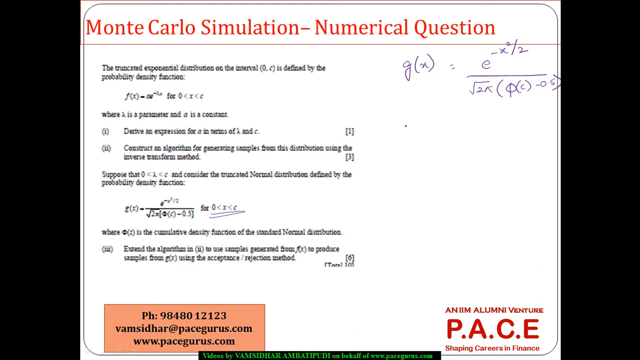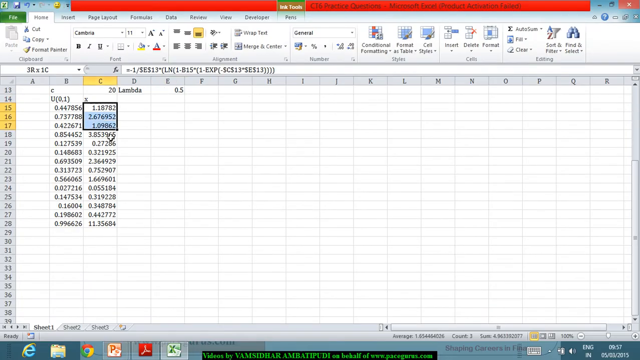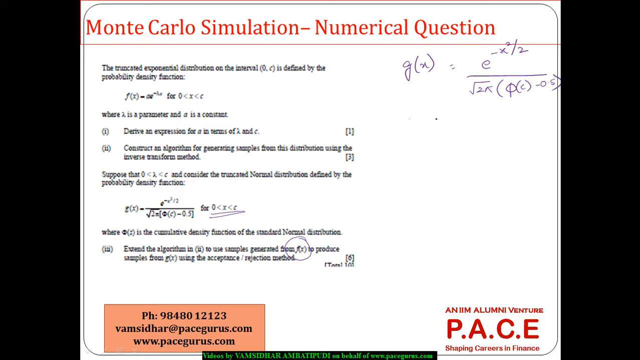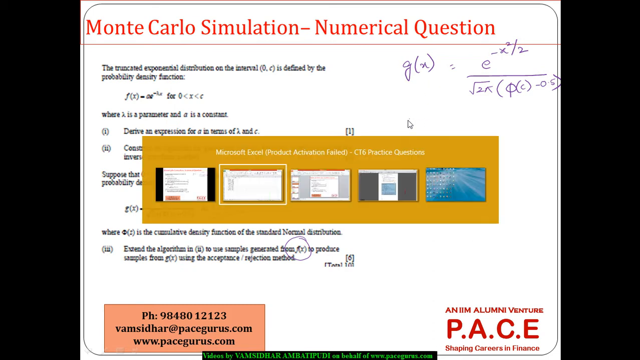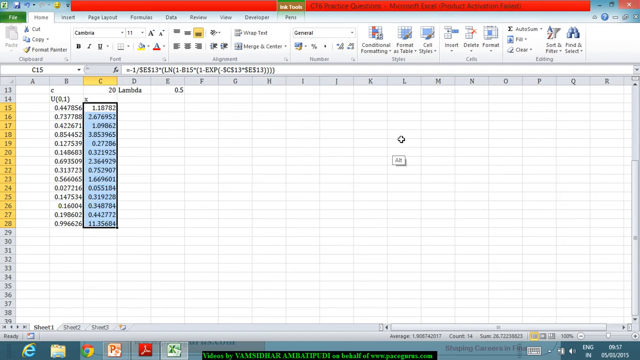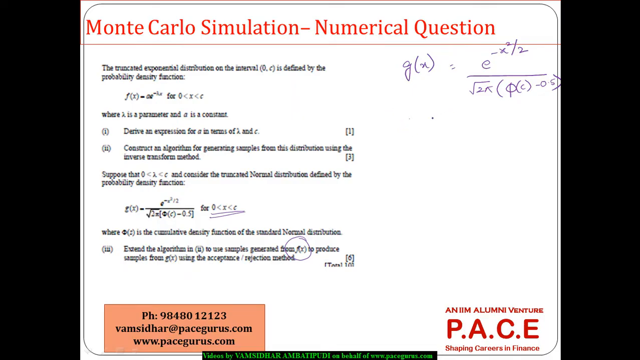Here phi is the cumulative distribution function. Extend the algorithm in 2 to use the samples generated from f of x to produce the samples. So this is where I am using the samples that are generated from f of x to see whether I can use them for g of x or not using the inverse transform method. Now, how does this method work? I have to depend on f of x for generating the samples for g of x.